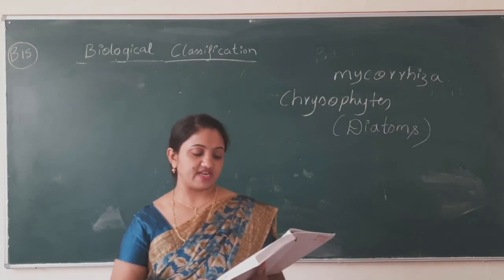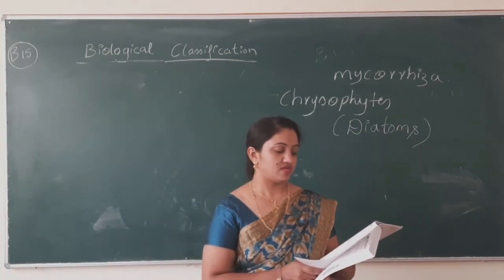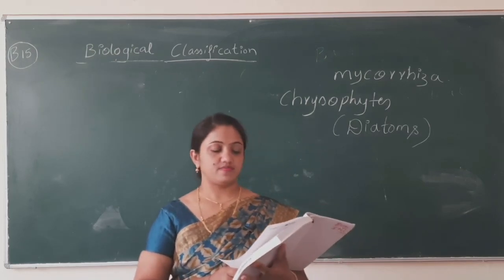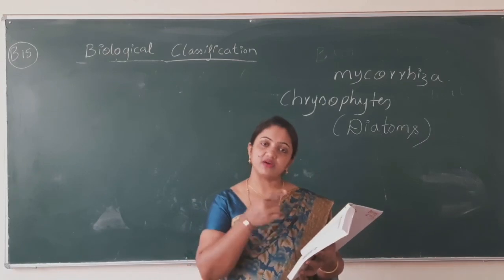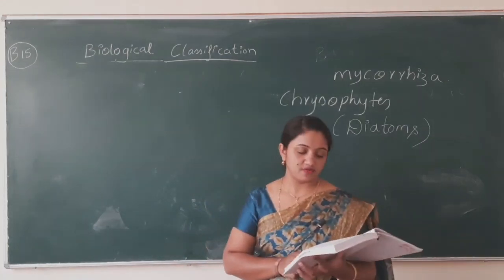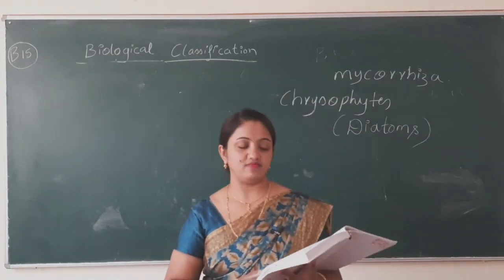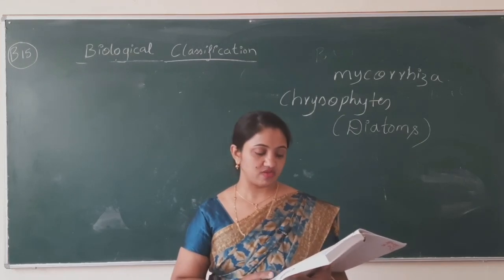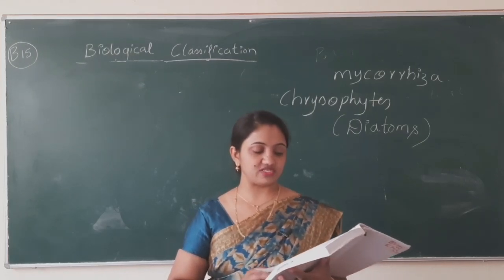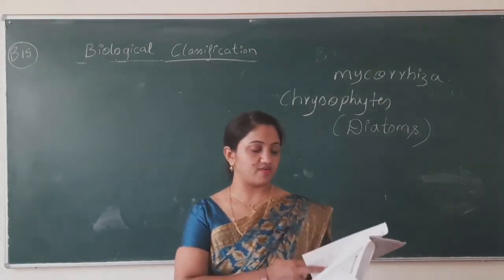Now, questions carrying 3 marks, or 5 marks. Instead of 3 marks, you just write 5 mark questions. Answer the questions for 5 marks. Write the salient features of kingdom Monera. Write the characteristic features of kingdom Protista.